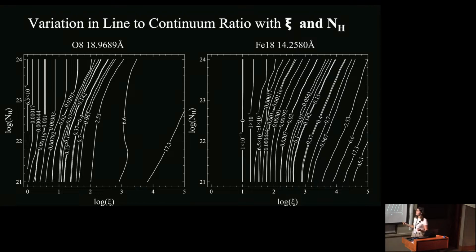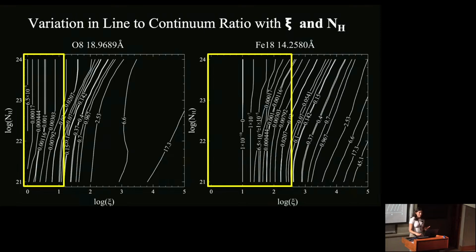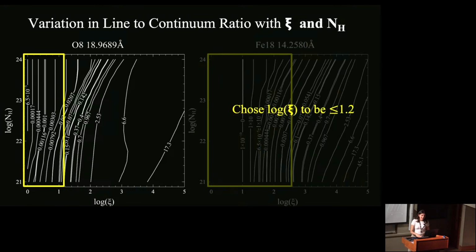in our spectra. So for something like oxygen 8, we expect to see a photoionization parameter of approximately 1.2, whereas if I were to be looking for iron 18, it would probably have a photoionization parameter of approximately 2.5. So we ended up choosing oxygen 8 to be the one that helps us determine that photoionization parameter.